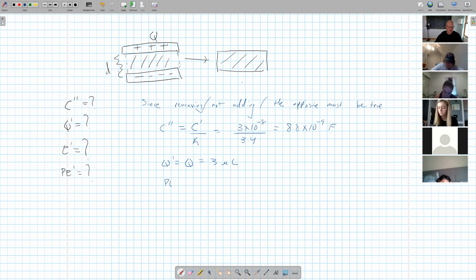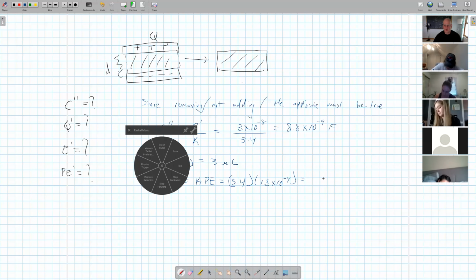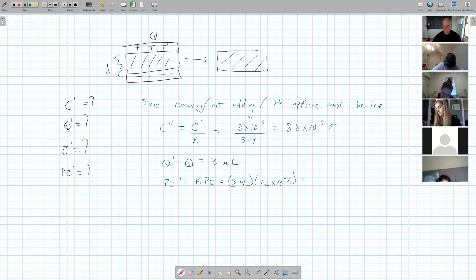The potential energy, or the energy which is being stored, must now increase by an amount of the dielectric constant. So now that's going to be equal to 3.4 times the original energy, where that energy was 1.5 times 10 to the minus 4, which is then equal to 5.1 times 10 to the minus 4 joules.